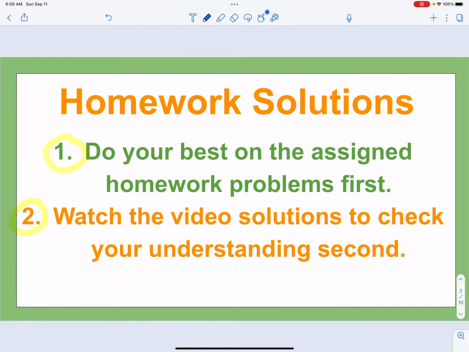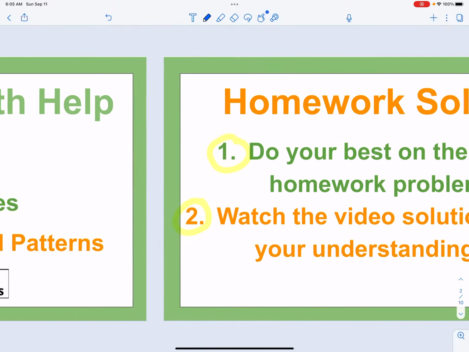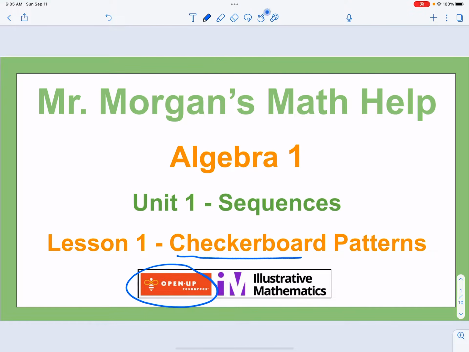All right, so let's get started with today's lesson, which again today is on the checkerboard patterns, looking at sequences today.